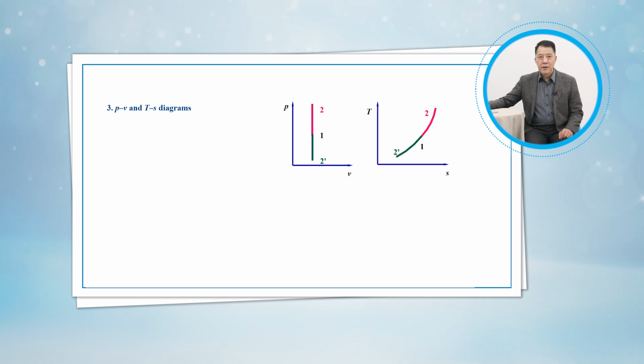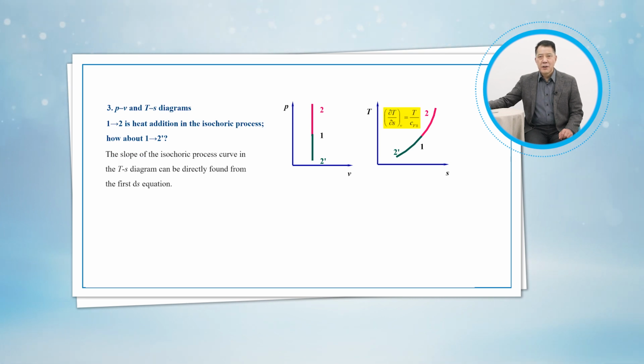Now, let's talk about the PV and TS diagrams. These are the isochoric processes shown in the PV and TS diagrams. An isochoric process of ideal gas can be shown in the PV and TS diagrams, where path 1 to 2 is the heat addition process in the isochoric process. How about path 1 to 2 prime?